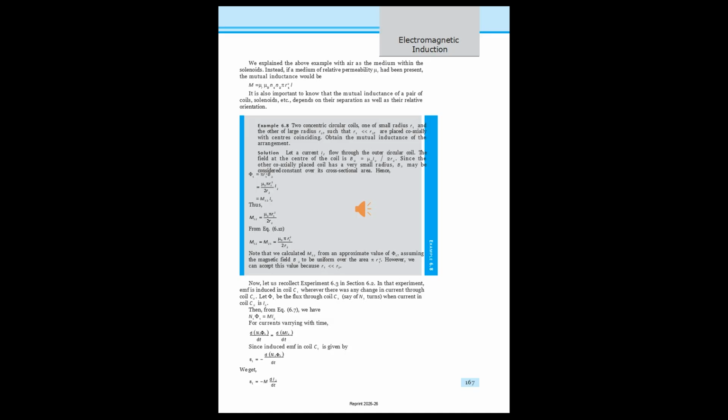Now, let us recollect experiment 6.3 in section 6.2. In that experiment, EMF is induced in coil C1 whenever there was any change in current through coil C2. Let phi 1 be the flux through coil C1, say of N1 turns, when current in coil C2 is I2. Then, from equation 6.7, we have N1 phi 1 equals M I2. For currents varying with time, d by dt of N1 phi 1 equals d by dt of M I2. Since induced EMF in coil C1 is given by epsilon 1 equals minus d by dt of N1 phi 1, we get epsilon 1 equals minus M dI2 by dt.